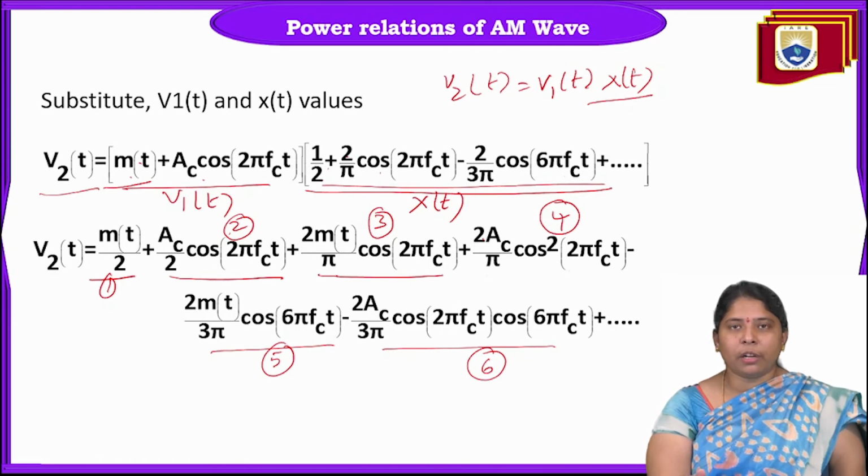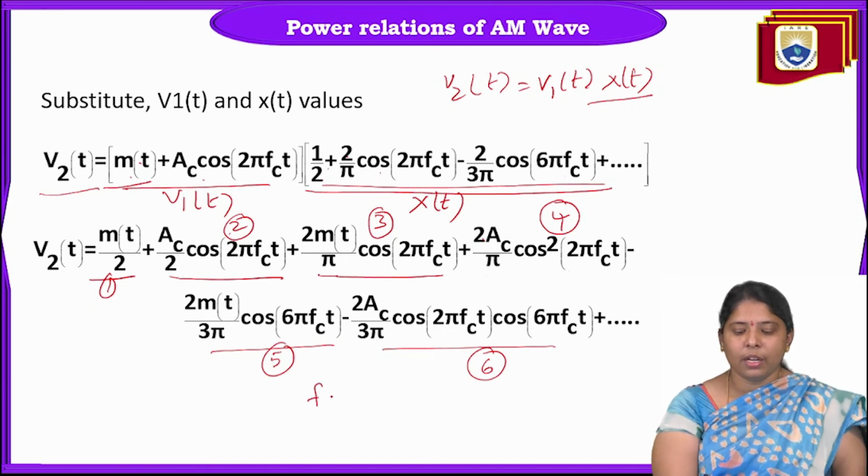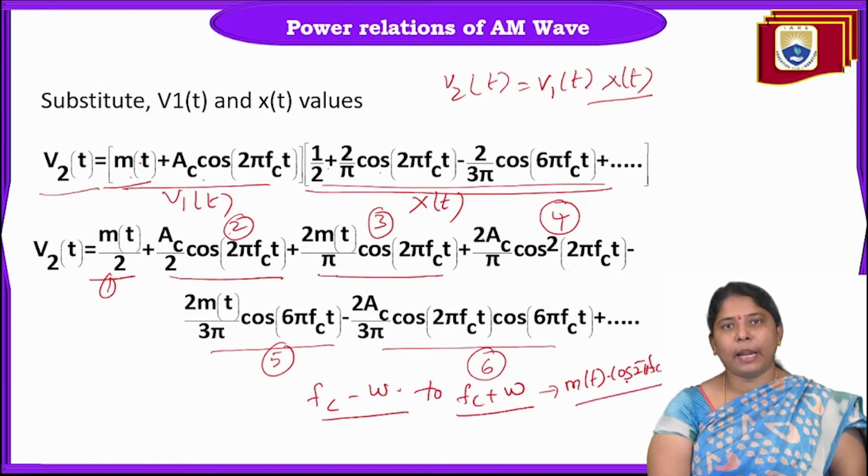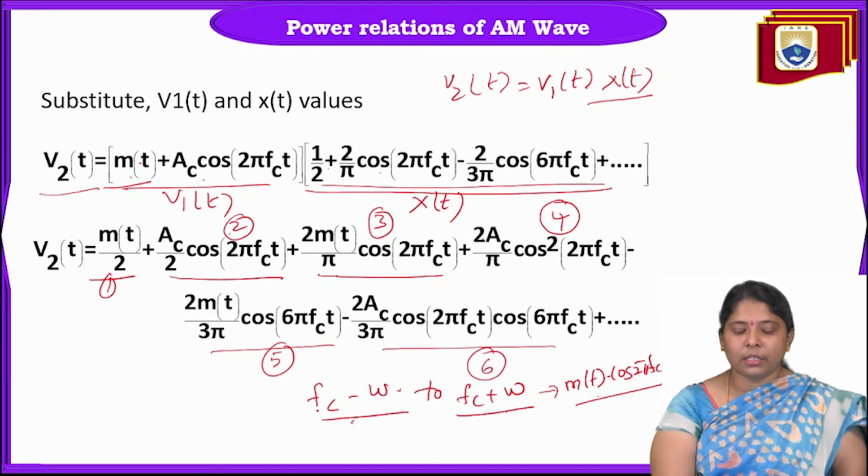We will check each term by term. Generally, it accepts only the AM wave, because the band pass filter is designed for Fc minus W to Fc plus W. When the message m of t and the carrier cos 2 pi fct are multiplied, only then are we going to get the lower side band and upper side band. So in the first term, we have m of t by 2.